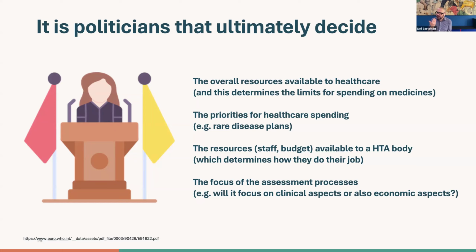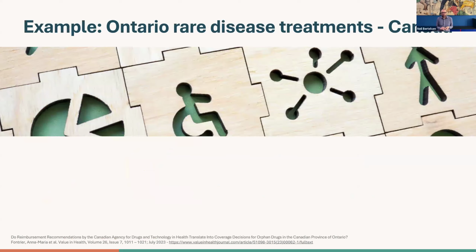I want to give you a couple of examples now of where we see this mismatch between policy and politicians and HTA. So I'm going to jump over the Atlantic to Canada. This was a study looking at rare disease treatments in Canada. And Ontario is a province within Canada. So they were specifically looking at, are rare disease treatments available in the province of Ontario in Canada.